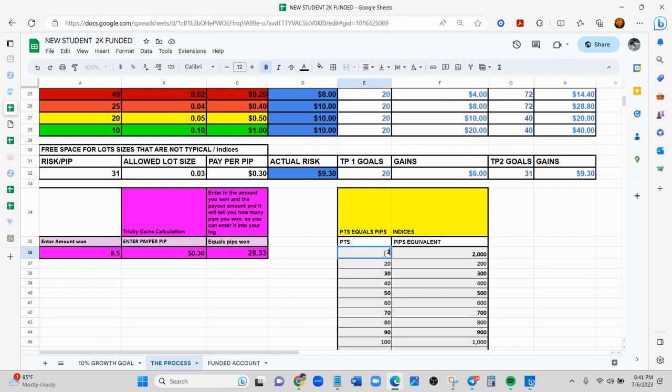Then we have this other section. In this pink section, this is going to coincide with your journal. So let's go to our journal section.